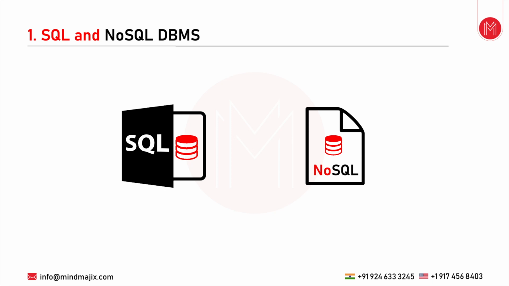And the next component here is the NoSQL database. There's a difference between SQL and NoSQL database management systems. For example, the various SQL-based databases are MySQL, Postgres, Oracle, and SQL Server from Microsoft. And if you talk about the NoSQL database management systems, here you have MongoDB, Cassandra, and HBase. So these are the various types of NoSQL database management systems.